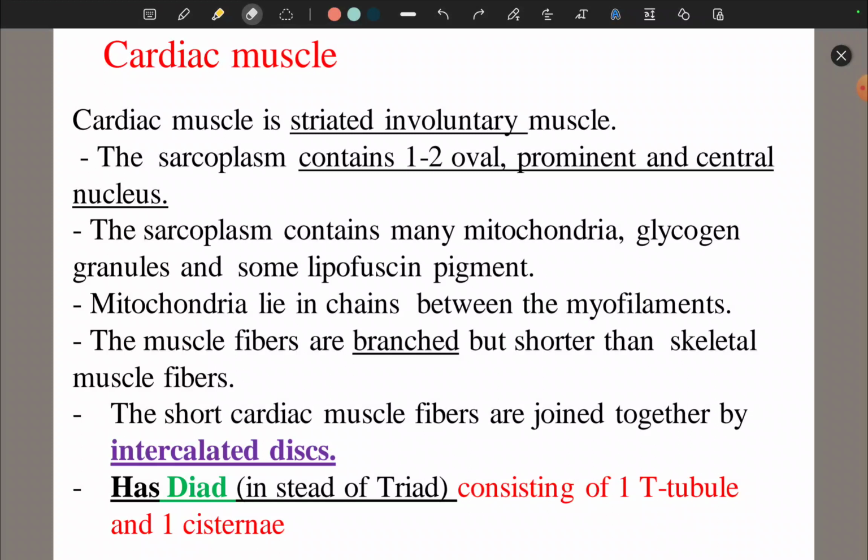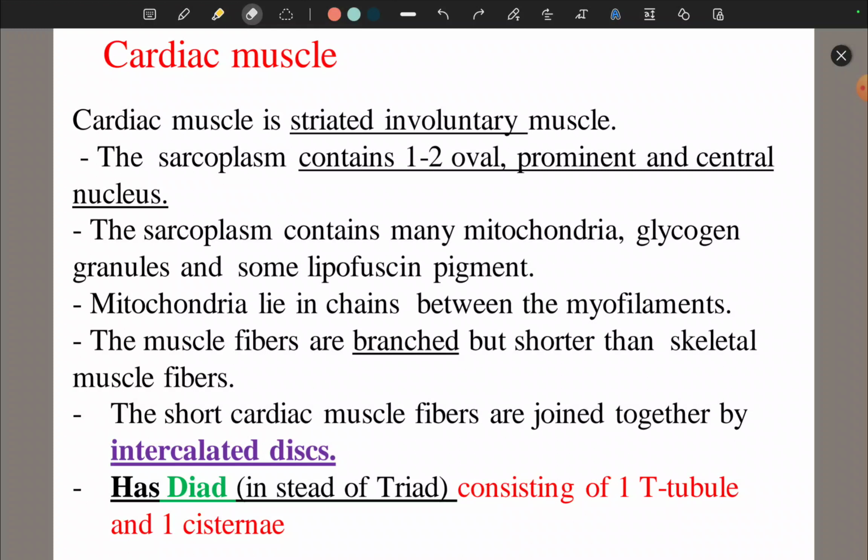The mitochondria lie in chains between the myofilaments, elongated mitochondria. Sarcosome, yes, sarcosome. Here they are arranged in a chain, a series, a linear structure.